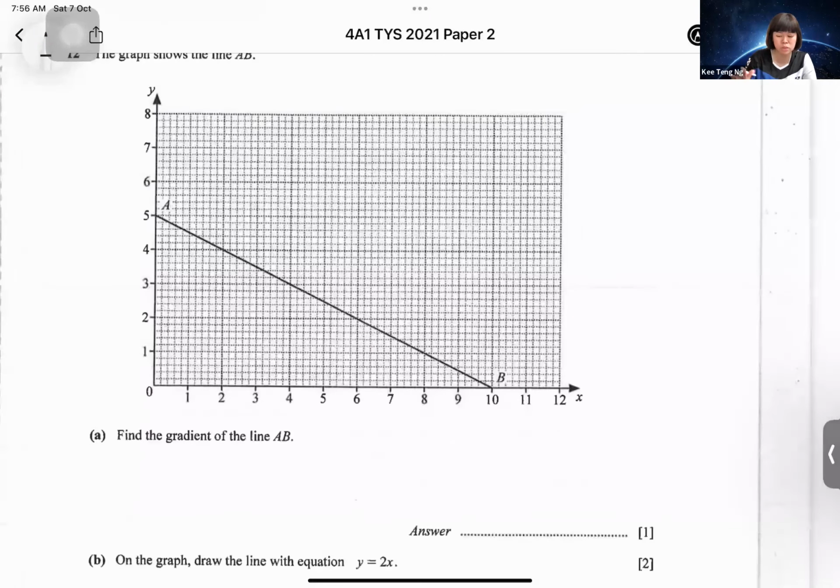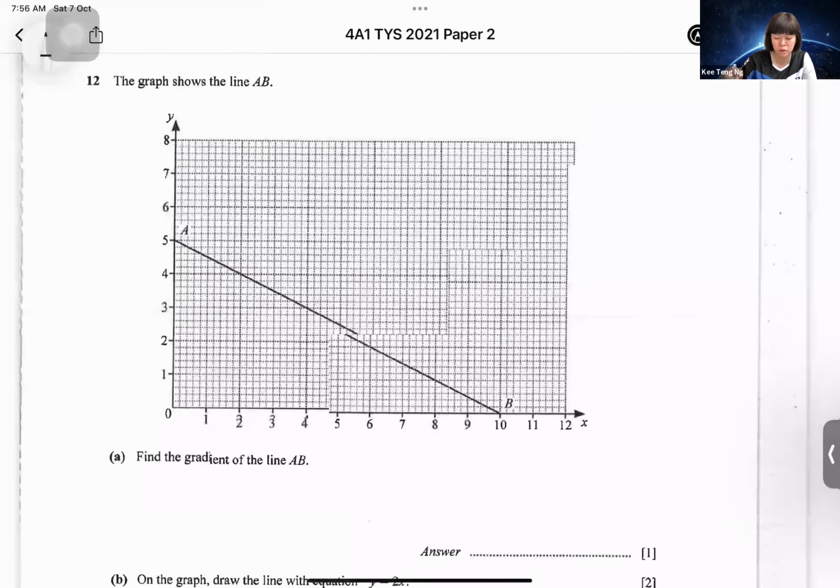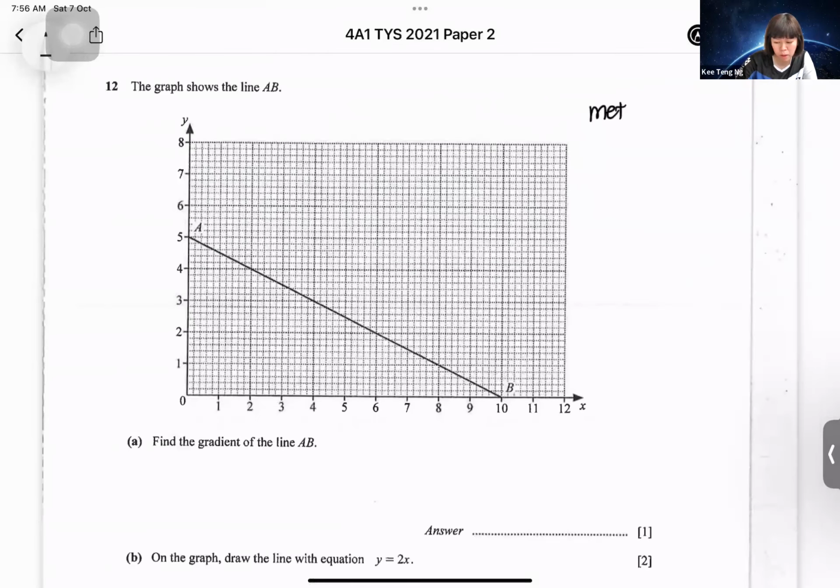There are two types of method to find the gradient of the line. Method number 1, use the formula. And method number 2, use the height over base, height over run. So in this case, I shall do the one that's easier for your calculation. Okay, maybe I'll do method 1.